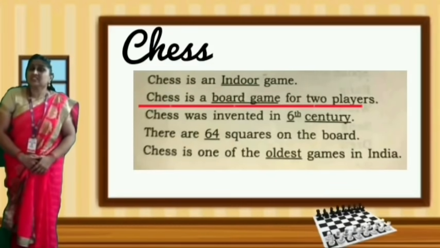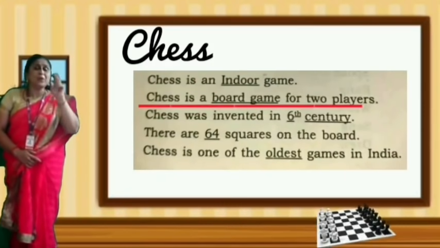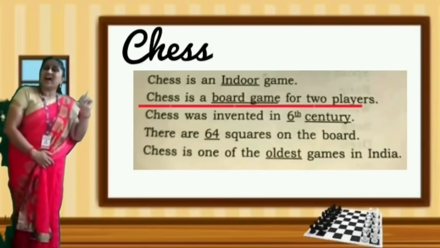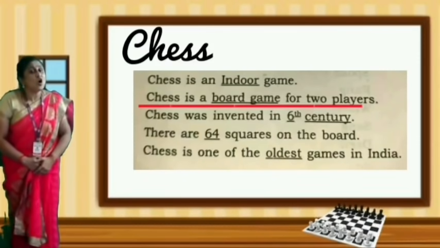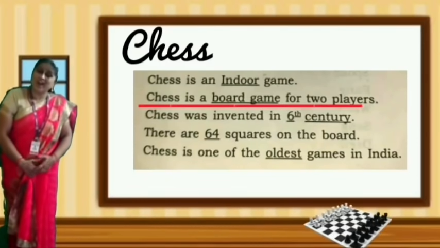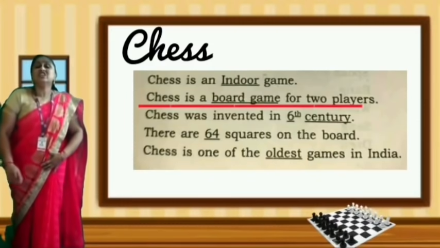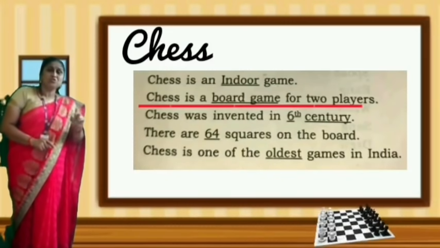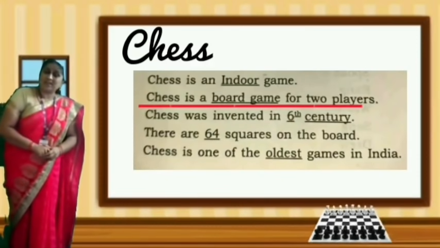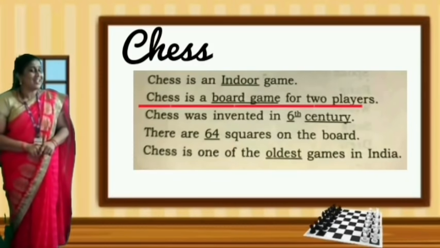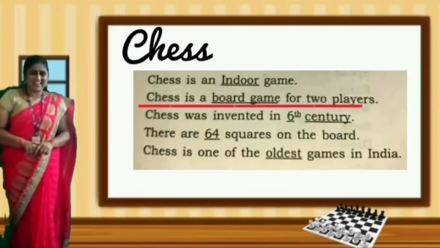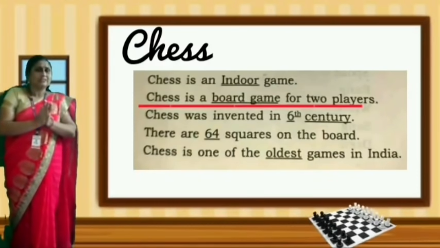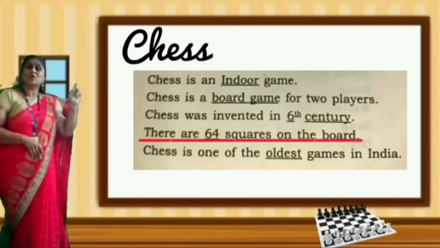Next. Chess is a board game for two players. Chess, C-H-E-S-S, is a board game. B-O-A-R-D, board game. G-A-M-E, game. For, F-O-R, two, T-W-O, two players, P-L-A-Y-E-R-S, players. Yes, children, you have to memorize the spelling board game. Okay, children, yes. There are 64 squares on the board.